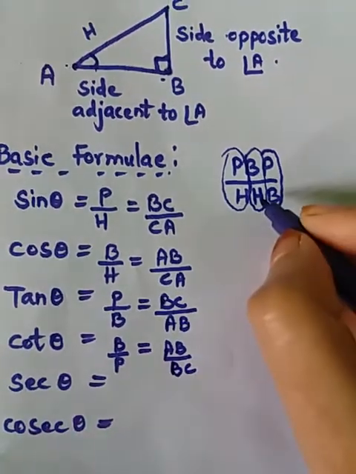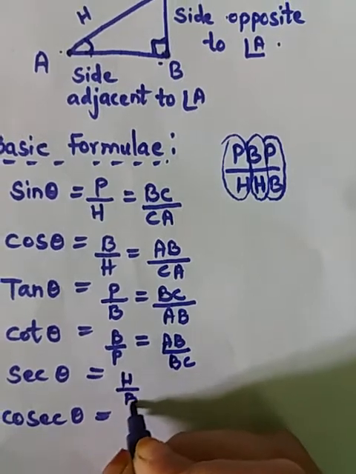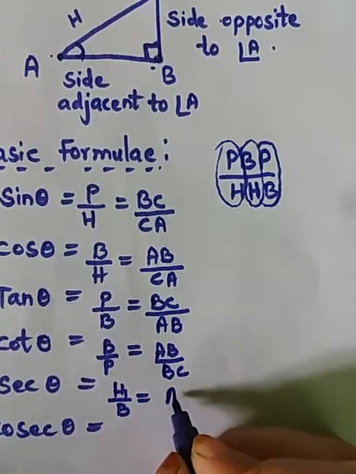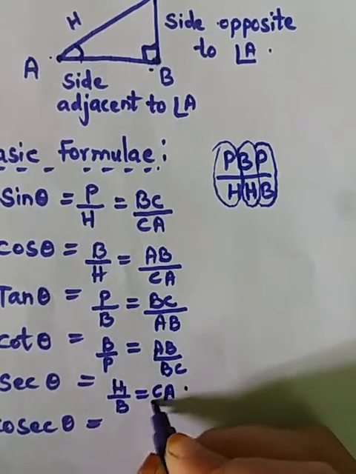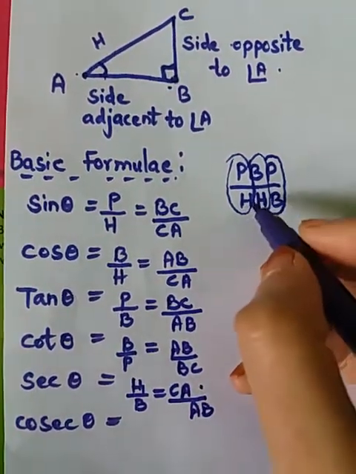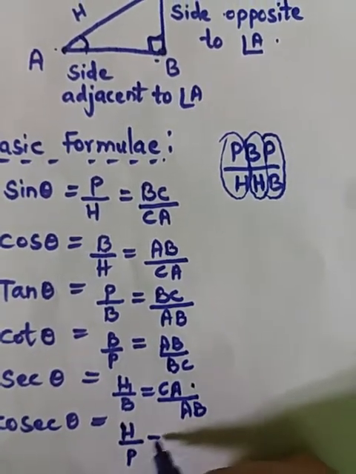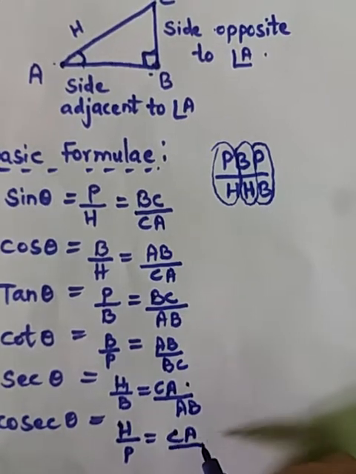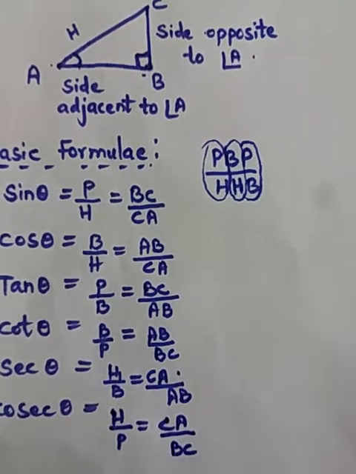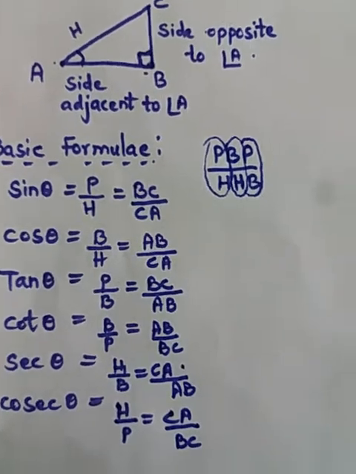Next, sec theta. You have to just reverse, H upon B. So now it is hypotenuse CA upon, what is the base here? AB. Right. Cosec theta. Here you just reverse, H upon P. Here hypotenuse is CA upon perpendicular, nothing but BC. Well, that's so simple, right? I hope you have understood these basic formulas easily.